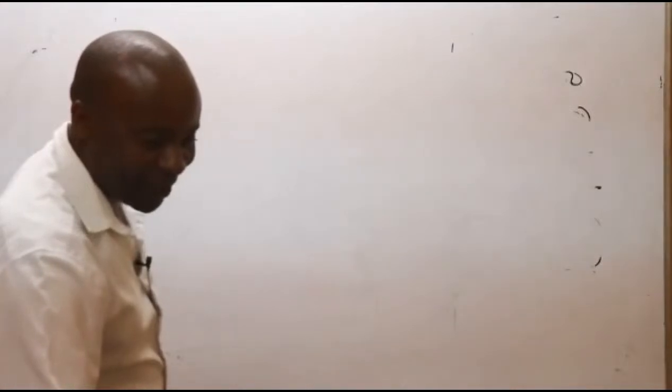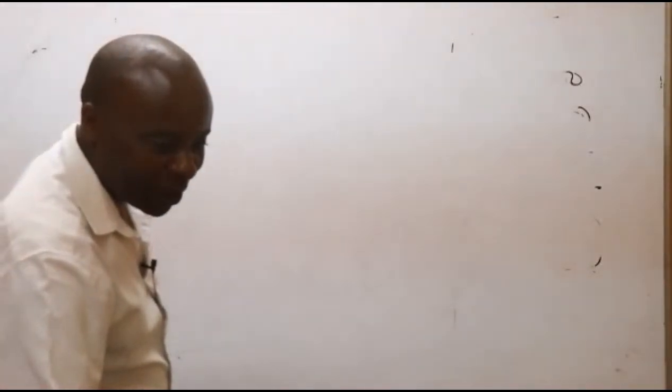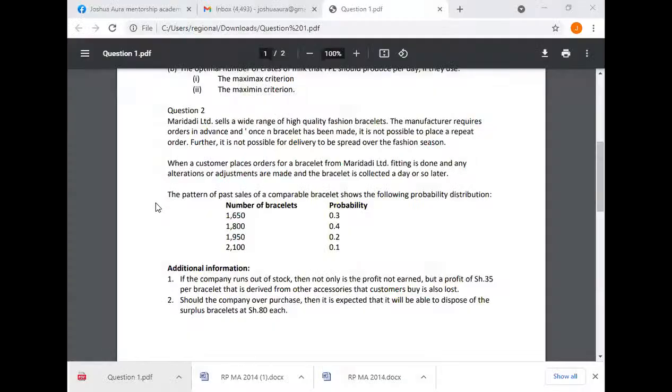This is a very easy question, Nicholas. You made me happy. So we are told here, number of bracelets. We have the supply. This is supply, so we have 1650, 1800, 1950, 2100. And then demand will always be the same: 1650, 1800, 1950, and then we have 2100.